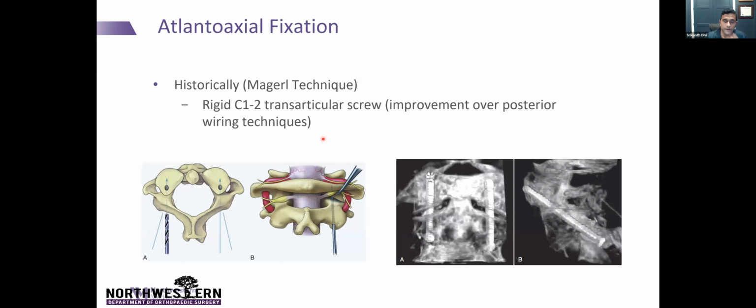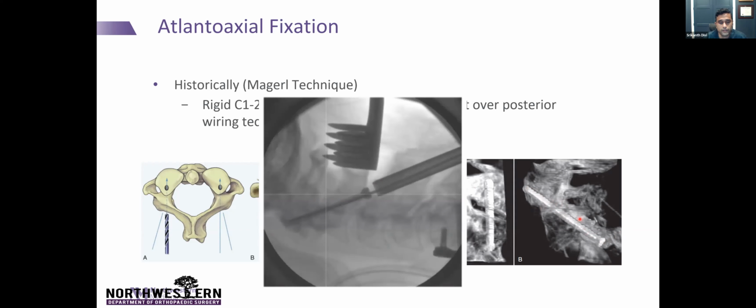Next, we're going to talk about C1 screws. Historically, and there may be people who still do these, are transarticular screws, which are C1, C2 transarticular fixation. The technique is to go from the dorsal aspect of C2 up through the C1, C2 joint into the anterior aspect of C1. You can see this is the trajectory of the screw. It starts here, crosses the joint here, and goes into the anterior aspect of C1.